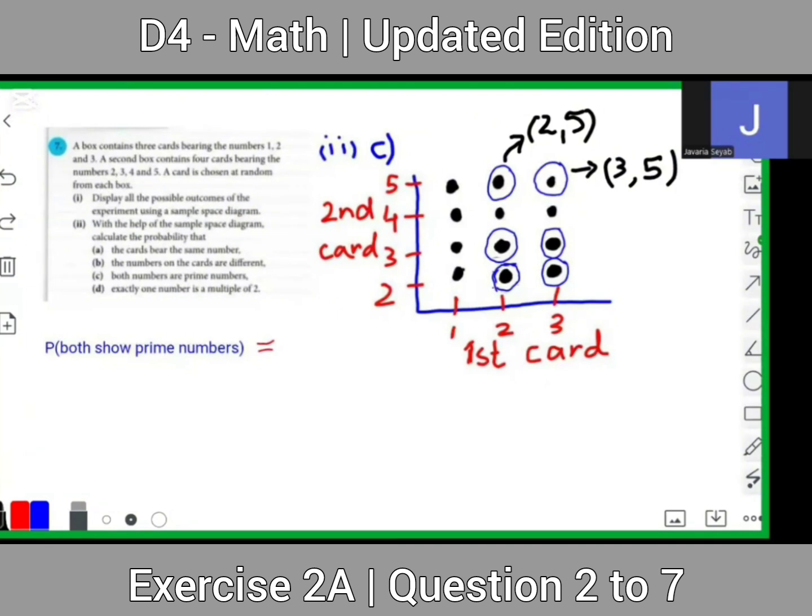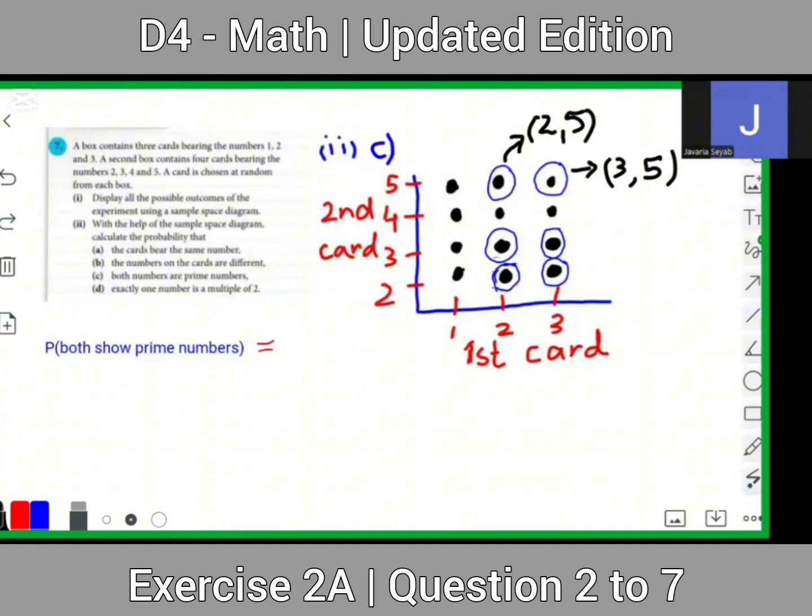Now for part C, we have to find the probability that both numbers are prime numbers. So what are prime numbers? Let's recall. Prime numbers are the numbers that have only two factors, one and itself. So first we have to identify the ordered pairs from the sample space diagram that show both prime numbers. The first we have marked with a circle is 2 and 5, and 2 and 5 are both prime numbers. Similarly, 3 and 5. And similarly, the other four ordered pairs.